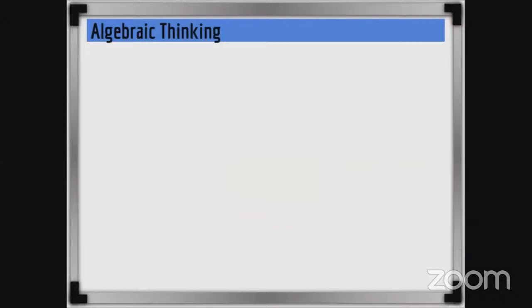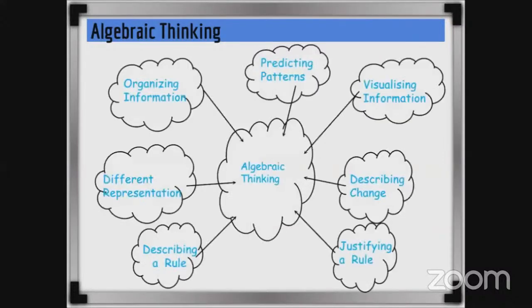Nobody? We have to call you out by names. All right, since it's early in the game, let us just discuss. So algebraic thinking has to do with several things. When we are predicting patterns, we're thinking in an algebraic way. When we're visualizing information, describing change, justifying a rule, describing a rule, looking at different representations of something, or organizing information, we are thinking algebraically, okay?